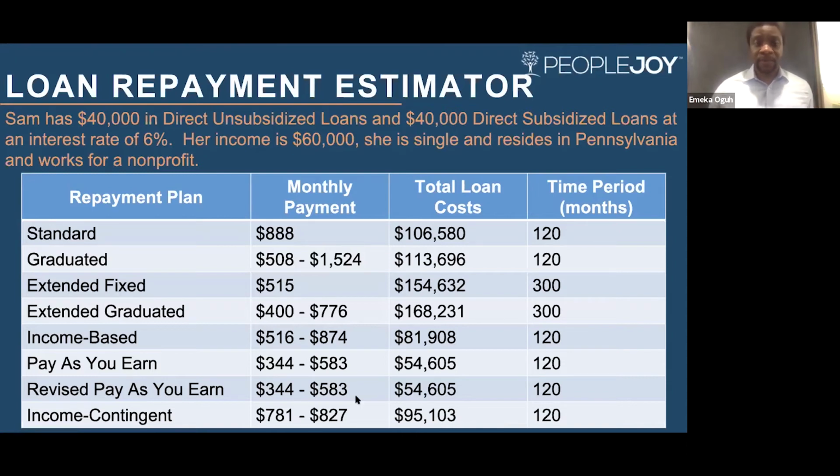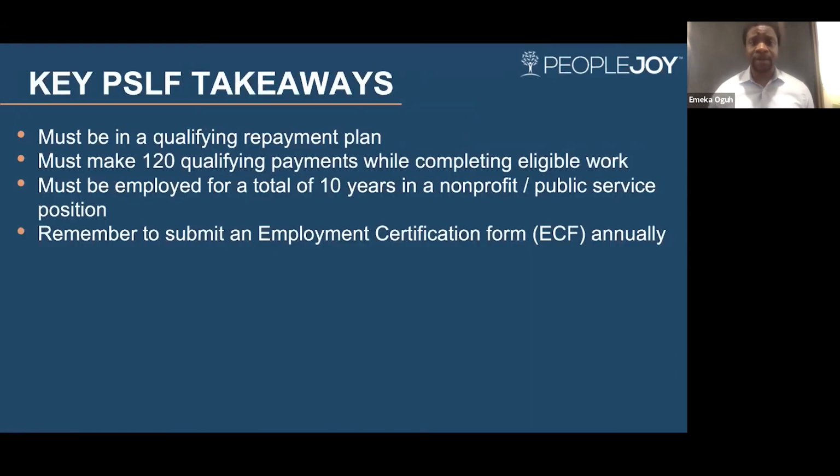So for example, with Sam, if she was on the revised pay-as-you-earn, she's only going to have to pay back $54,605 because the remaining balance of her loan gets forgiven after 10 years. So if you qualify for public service loan forgiveness, it can really be a huge benefit and save you a lot of money. So again, some key takeaways: you want to be in a qualifying repayment plan. You have to make 120 qualifying payments. You have to be employed for a total of 10 years in a nonprofit or public service position.